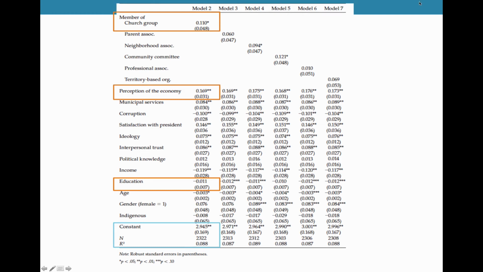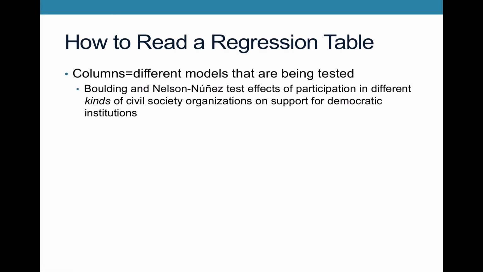Okay, so rows are your independent variables. And then the columns are the different models that you're going to test. So what does this mean? You can think of models as different sets of assumptions. And so Boulding and Nelson Nunez want to test the effects of participating in civil society organizations, but they think, well, maybe it depends on what kind of civil society organization you participate in. So they're going to look and disaggregate participation by different types of civil society organizations. And these are going to be their different models, okay?